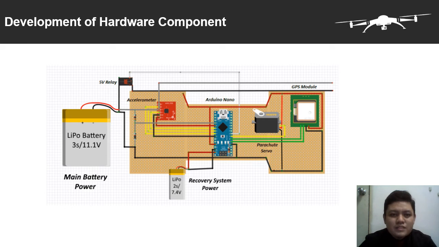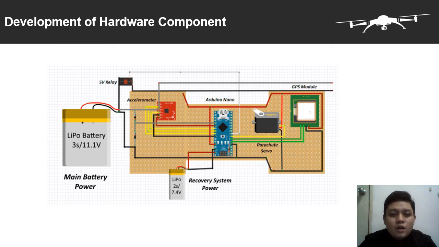Last but not least, I will explain about the development of the hardware components of my project. This recovery system is controlled independently of the drone flight computer through the use of an Arduino Nano microcontroller powered by a separate 7.4-volt lithium polymer battery, to ensure proper operation of the recovery system in the event of a depleted main battery. So we use a few components in this recovery system.